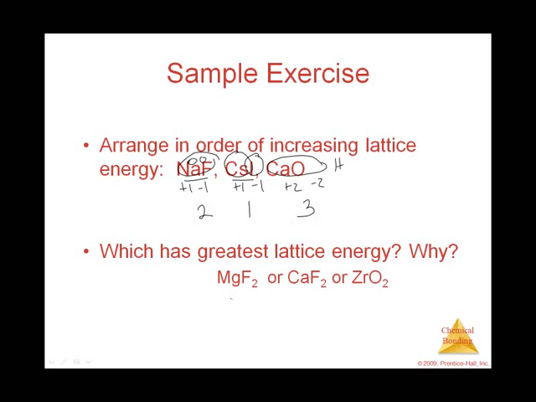Okay, let's take a look at these. This is a +2 with a -1, a +2 with a -1, and a +2 with a -2. So this is going to be the highest right here. If I compare these, both have fluorine, but there's a difference between magnesium and calcium. Magnesium is smaller, calcium has another shell. So this is going to be stronger, so it's going to be 1, 2, and 3.